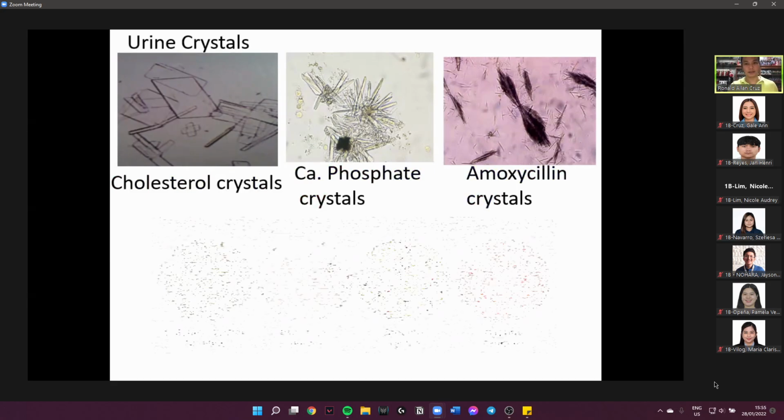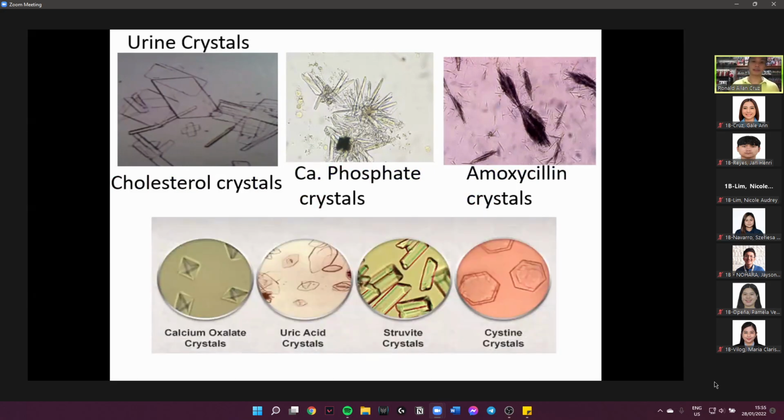Crystals. These are the more common crystals seen. Depending on the substance, it could be cholesterol crystal, calcium phosphate, or calcium oxalate. Calcium oxalate is the more common crystal found, and they would look like these. Then struvite crystals and cystine crystals. Some crystals, like your struvite, may be present when you have an ongoing infection.